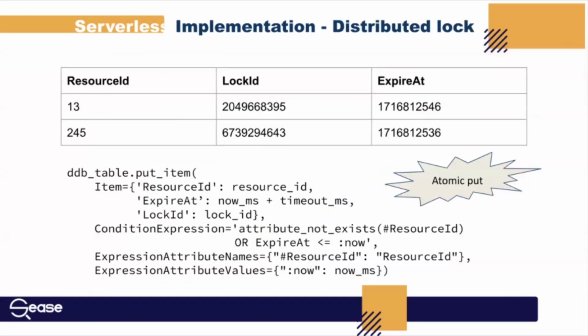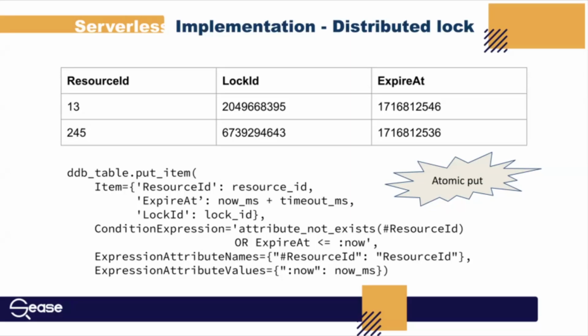That's why DynamoDB is really helpful, because it is pretty quick and allows you to create an atomic put. So you can write a new record only after some specific condition. So what do we do? We create this table with resource ID, and in our case, it can be the ID of our song.